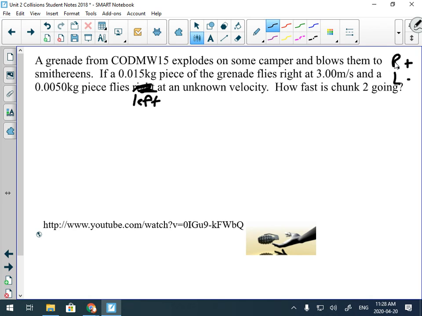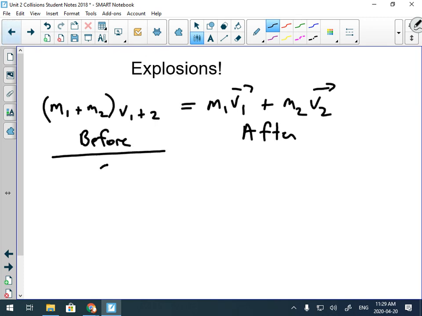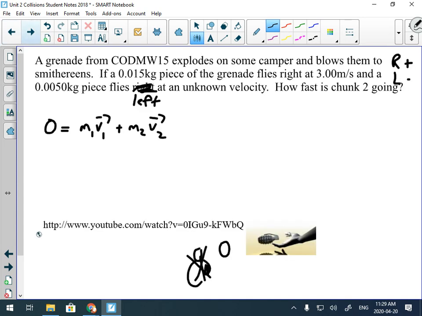Now, let's save some time because of momentum before. If you think about a grenade, a grenade's sitting there not moving before the explosion. So its momentum is going to be 0. Okay, so I'm just going to go 0 is equal to m1 v1 plus m2 v2. So all of that stuff on the left, for explosions for us, is going to be 0. So we can save some time just saying that's 0, because the velocity of an explosion before it explodes is nothing. Okay. Now let's do our toolbox.